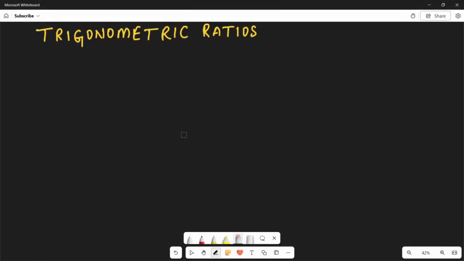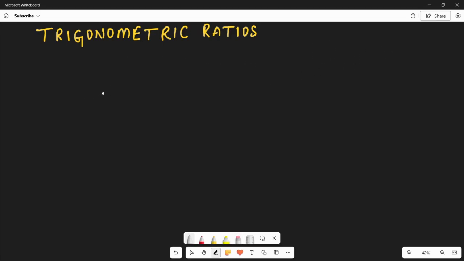Okay everyone, so now let's talk about trigonometric ratios. Before starting trigonometric ratios, what are ratios? Ratios are nothing but terms which can be represented in p by q form. That is, for example, 2 by 3, 4 by 7 or 22 by 7 and so on. So these are basic ratios which we have already learned in our childhood classes.